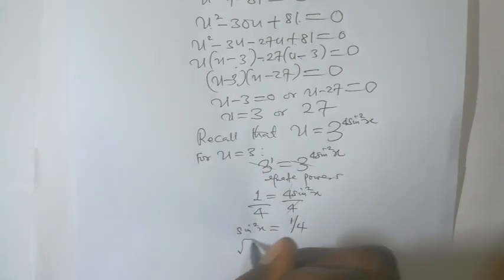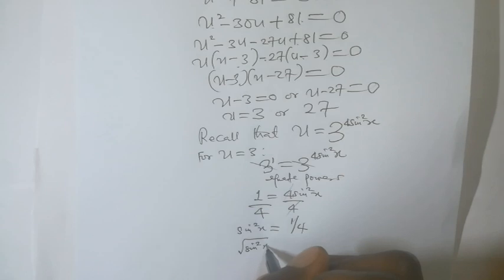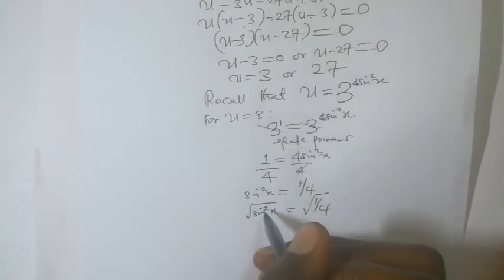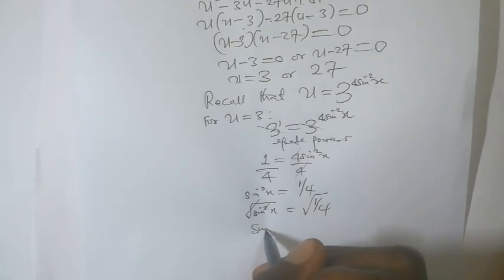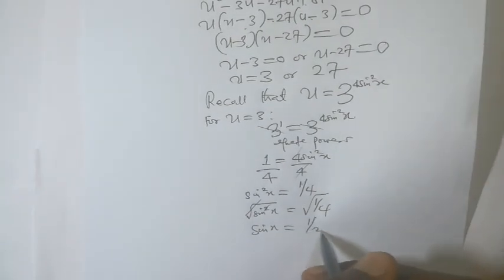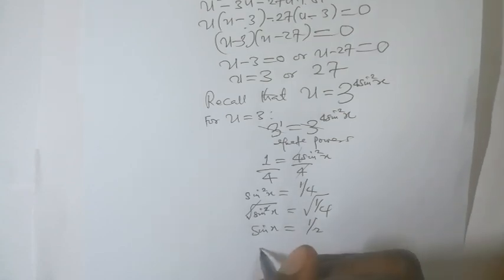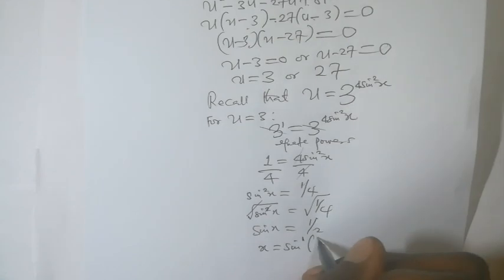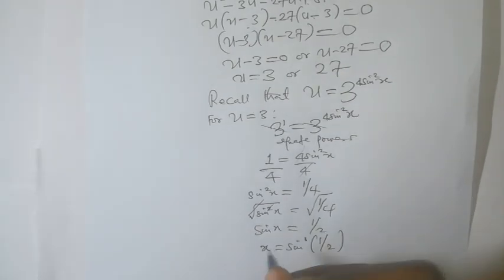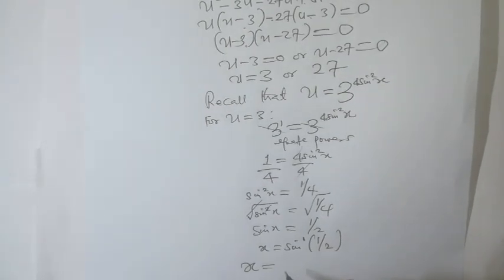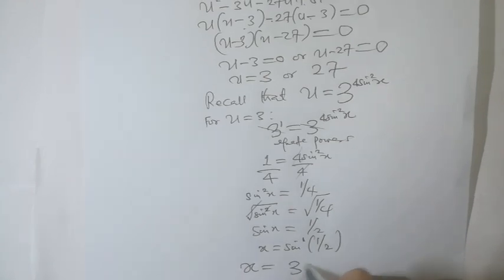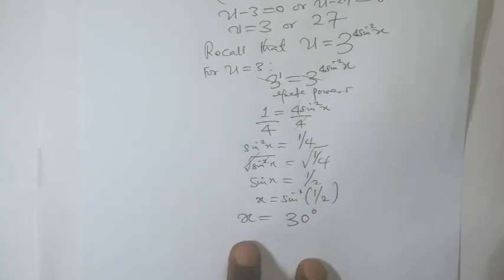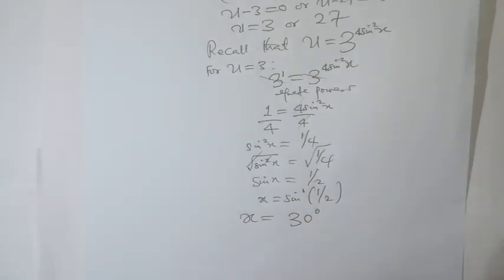This 4 and 4 will go. So let's take the square root of both sides. Square root of 1 over 4. So we now have this 2 will go with the square root. We have what? Sine x is equal to 1 over 2. Square root of 4 is 2. So x is going to be what? Sine inverse of 1 over 2. So if you use your calculator, the sine inverse of a half is going to give us what? 30 degrees. So this is the value of x when u is equal to 3.